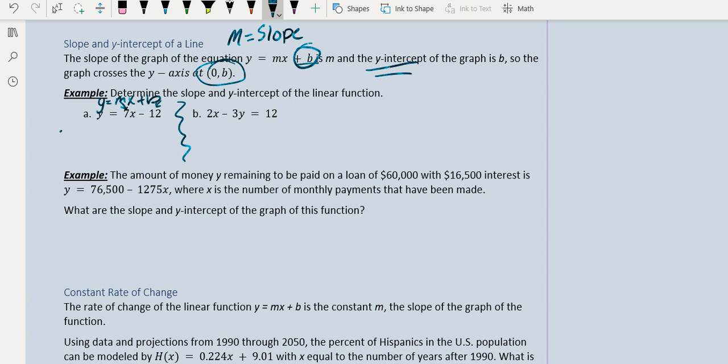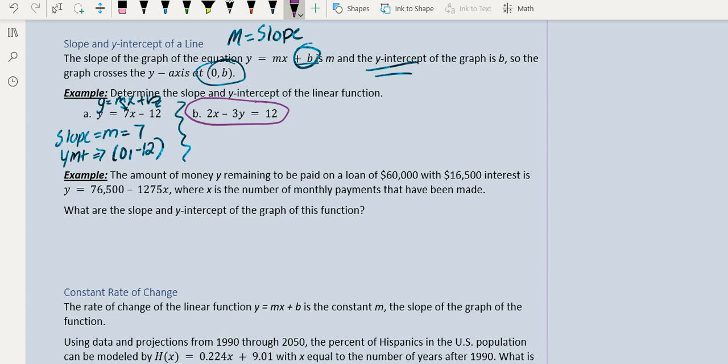So my slope, m, would equal 7, and my y-intercept would be (0, -12). Okay? Now, sometimes things are not as easy as they seem when they're not in slope-intercept form. We can change it into slope-intercept form.